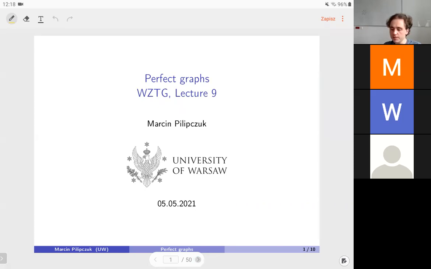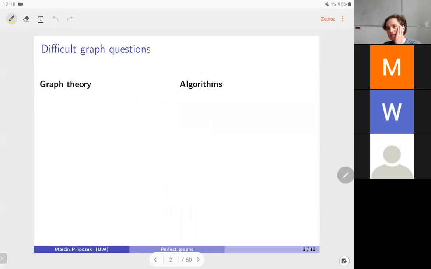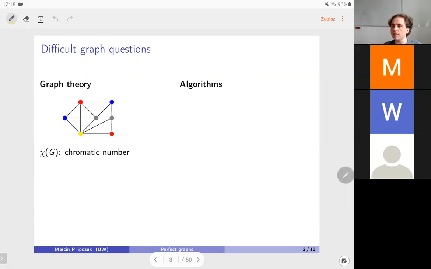Yeah, so let's recap what we did. We're discussing, from a high perspective, some difficult graph questions, or difficult graph invariants, I would say. So we discussed mostly the chromatic number: how many colors you need to use for vertices to color the graph so that no two adjacent vertices have the same color. This is what we defined last time.